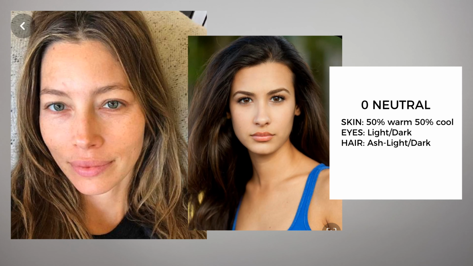Zero neutral skin undertone category, it's those people that have no contrast between hair and skin. So they have 50% warm skin undertone and 50% cool skin undertone. Usually in the beginning they get a little bit burned in the sunlight, but then very fast they get tan.